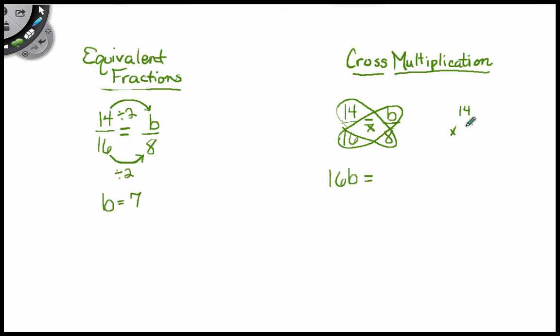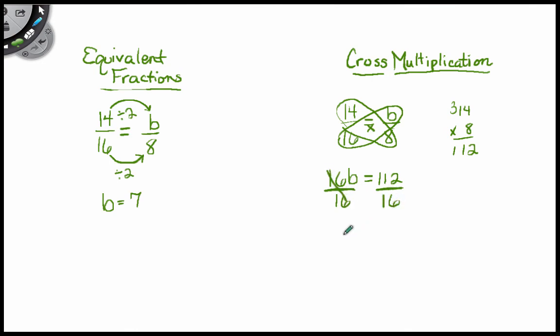14 times 8. 4 times 8 is 32. 8 times 1 is 8, plus 3 is 11. So we have 16b equals 112. This is a multiplication equation, and we solve these by doing the inverse operations. I get rid of my 16 through division. I'm going to divide both sides by the 16 to keep the equation balanced.